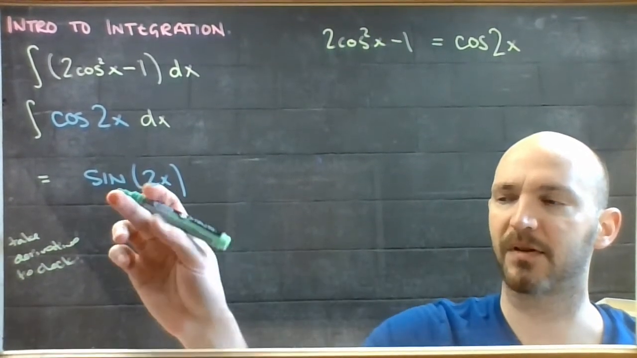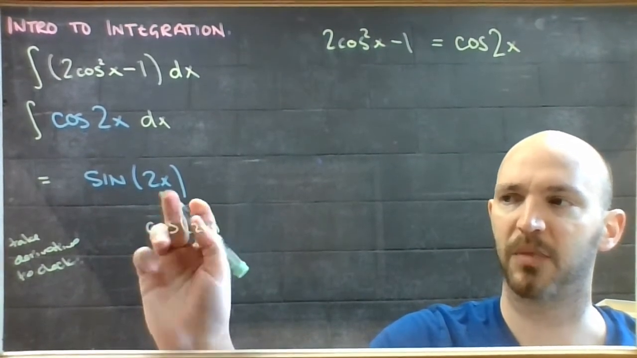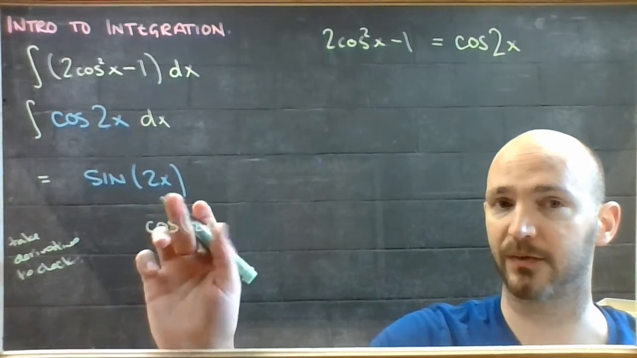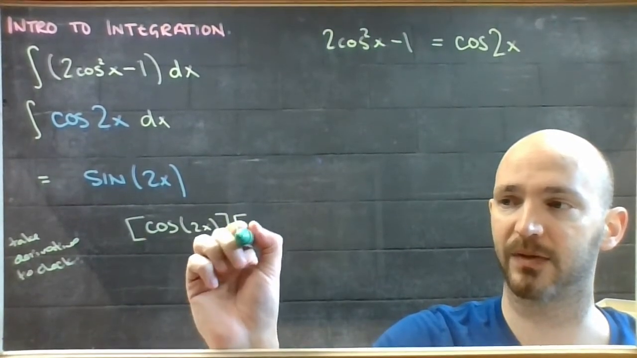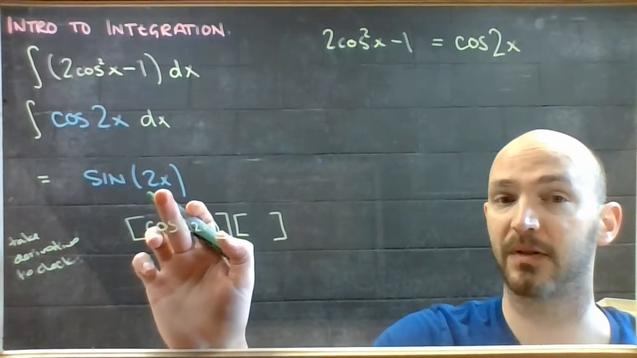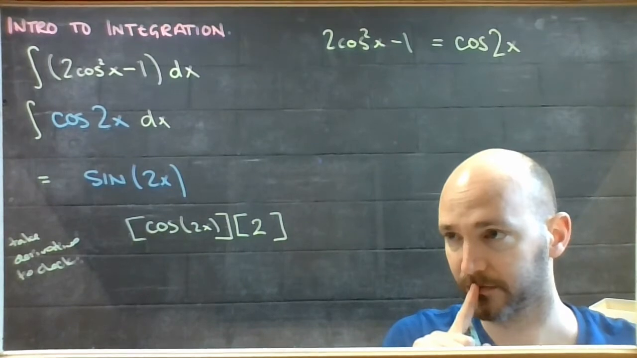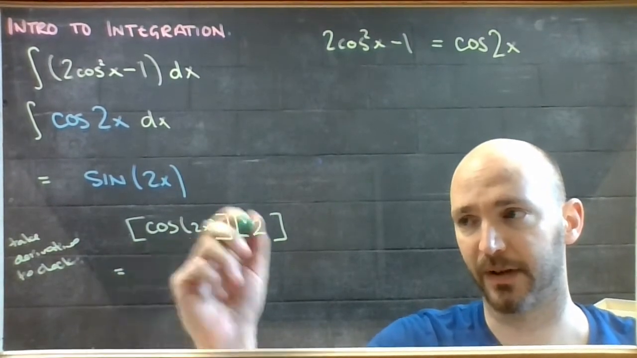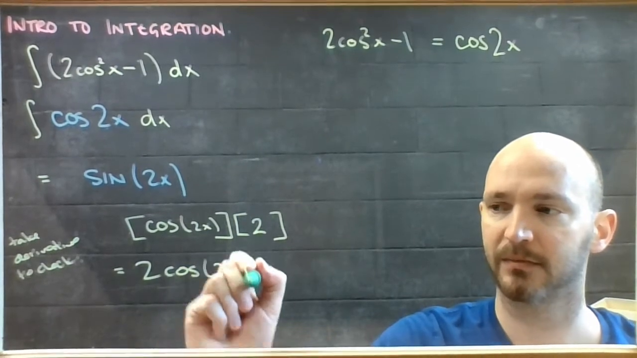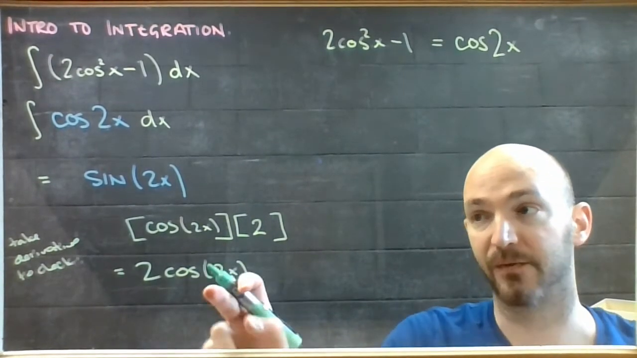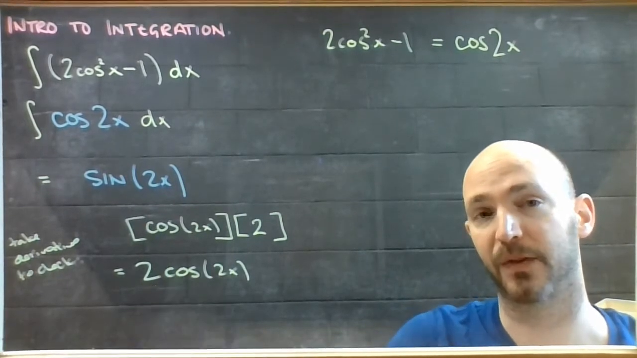So the derivative of sine is a cosine, but this is a chain rule. It's a function in a function. So I need the derivative of the outer layer, and then I need the derivative of the inner layer. So the derivative of 2x is 2. That would, if I rearrange things, give me 2 cosine of 2x. And that's very close to what I want. It's just too big by a coefficient in front.